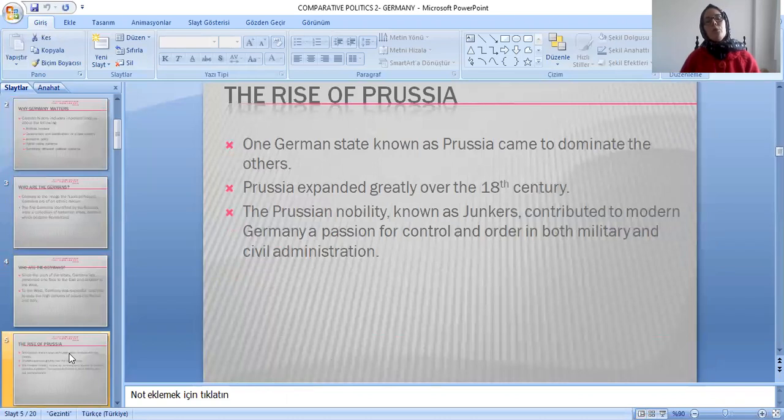The rise of Prussia. Let's look a little bit at the historical background of Germany. Prussia is an important issue while analyzing the history of Germany. One German state known as Prussia came to dominate the others. Prussia expanded greatly over the 18th century. The Prussian nobility, known as Junkers, contributed to modern Germany a passion for control and order in both military and civil administration.